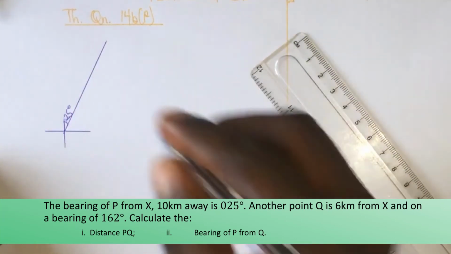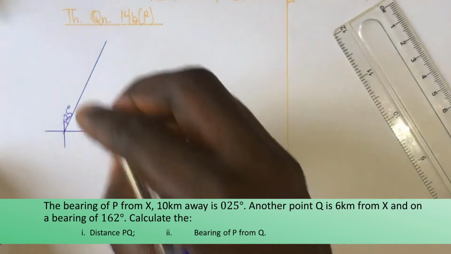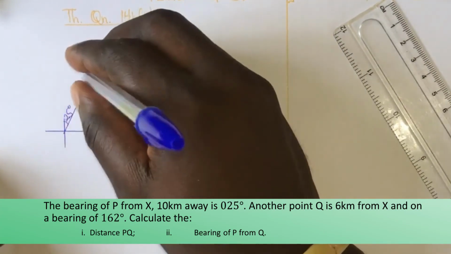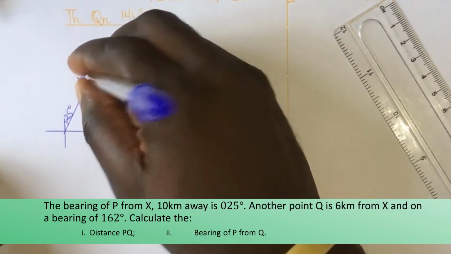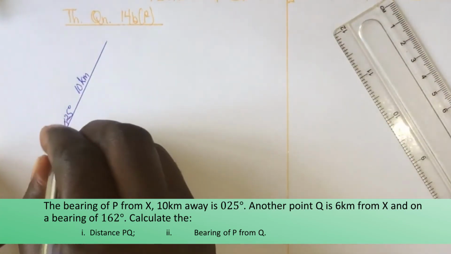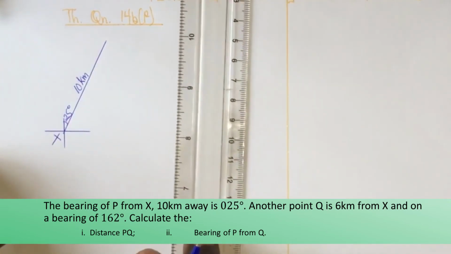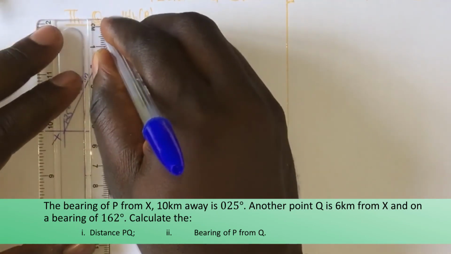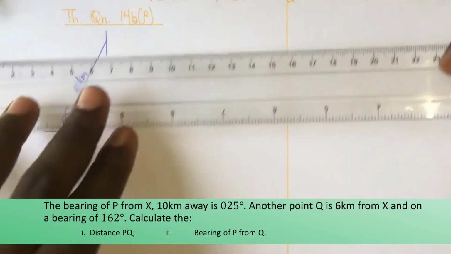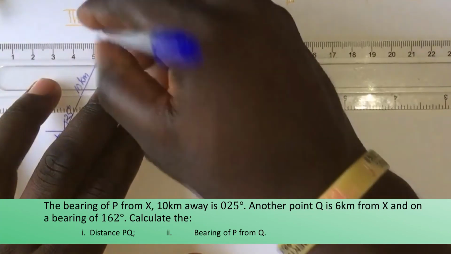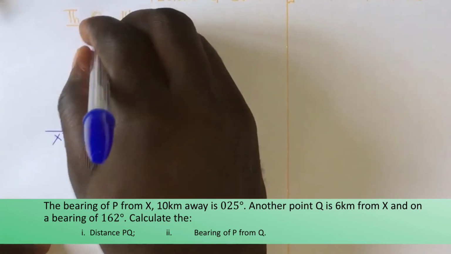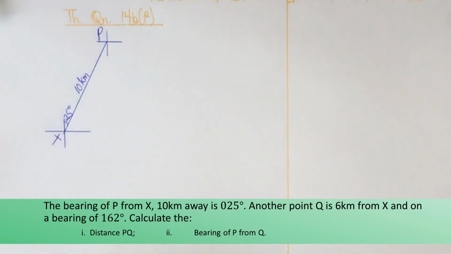.25 degrees. And we are saying it's 10 kilometers. Alright, here is our X, or the bearing of P from X. So our point P will come here. Let me construct this one. Our point P. And it continues.